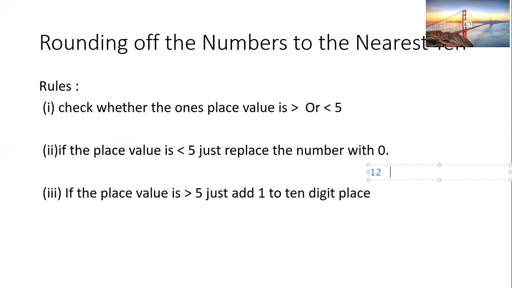So you have to put the value 0 in the ones place and keep the 1 in the tens place. This is less than 5. This is how you round to the nearest 10.